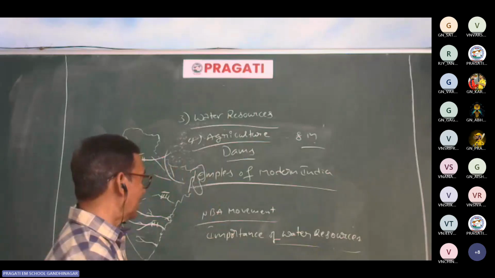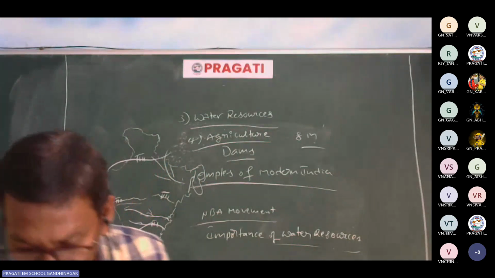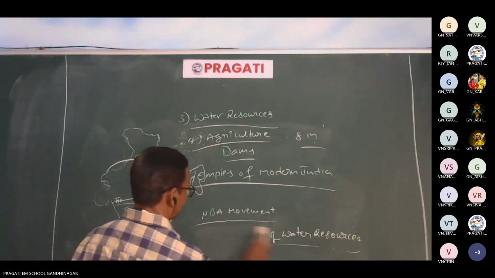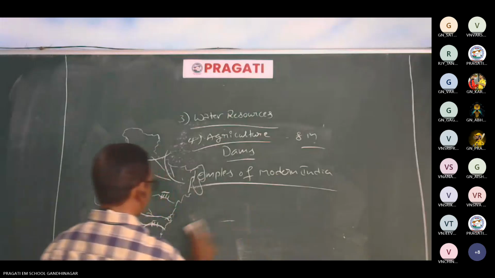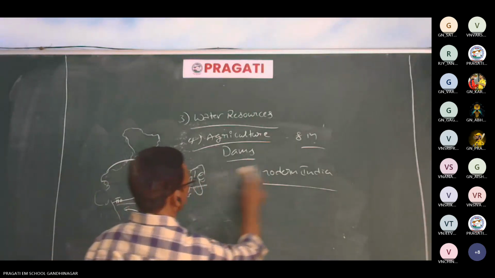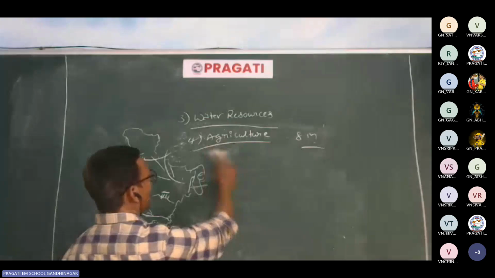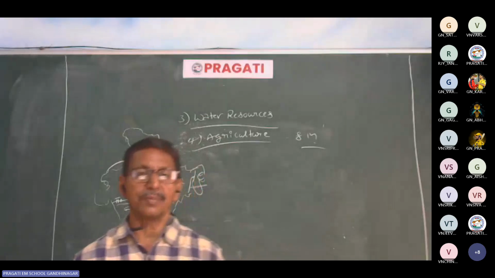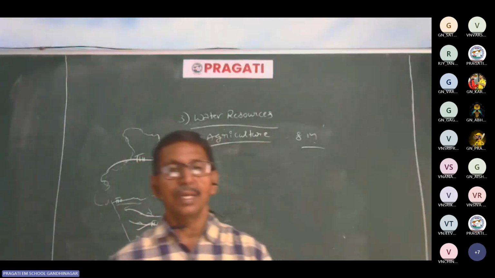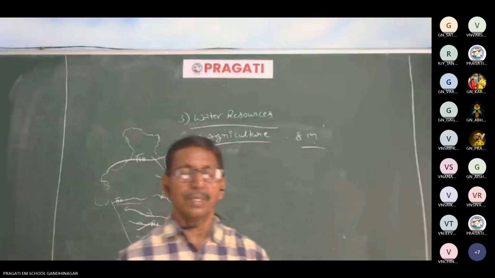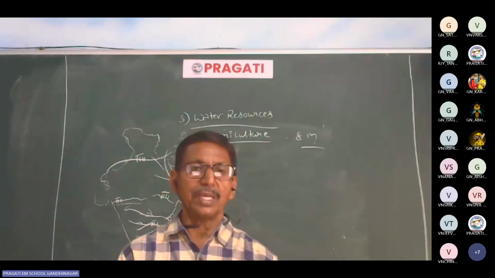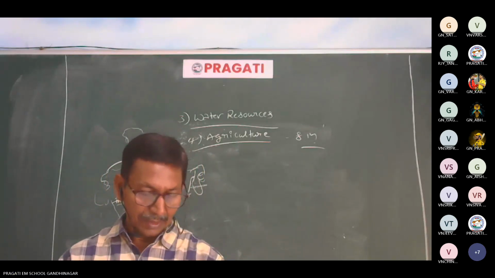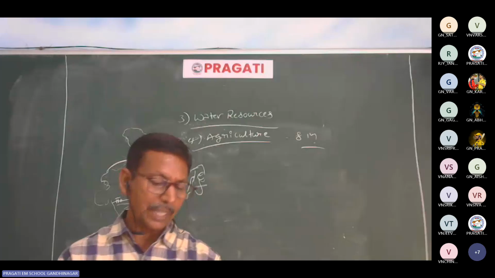Explain the importance of agriculture in India. Importance of agriculture: why is India an agriculturally based country? Most of the people are dependent on agriculture for their survival. That is why ours is an agriculturally based country. So agriculture plays a major role in people's economy.